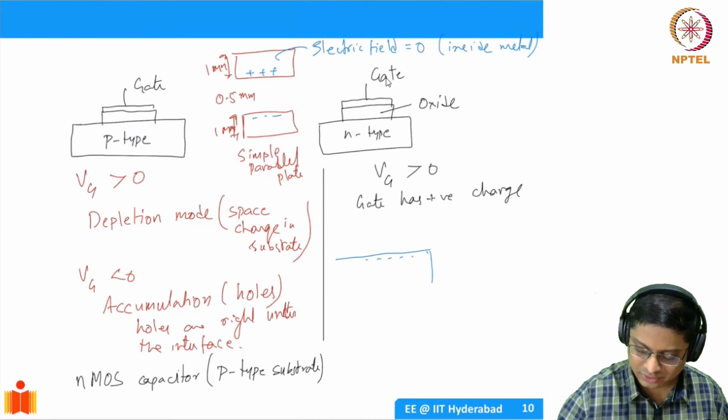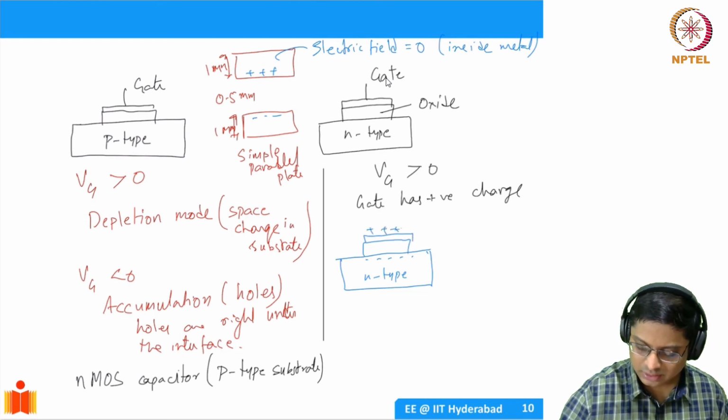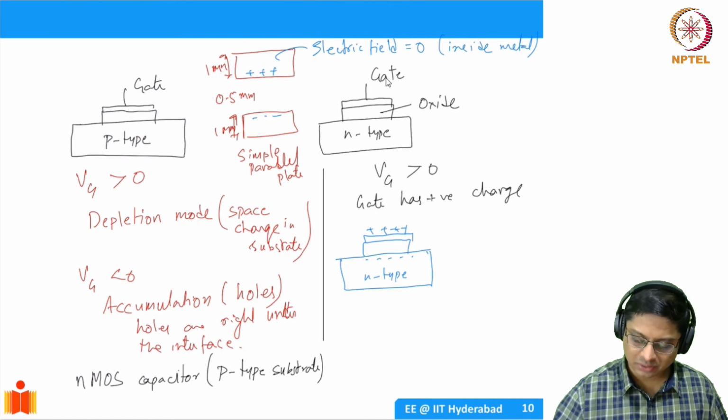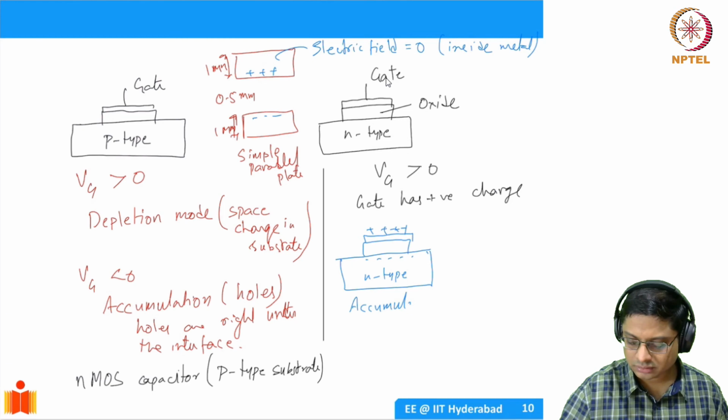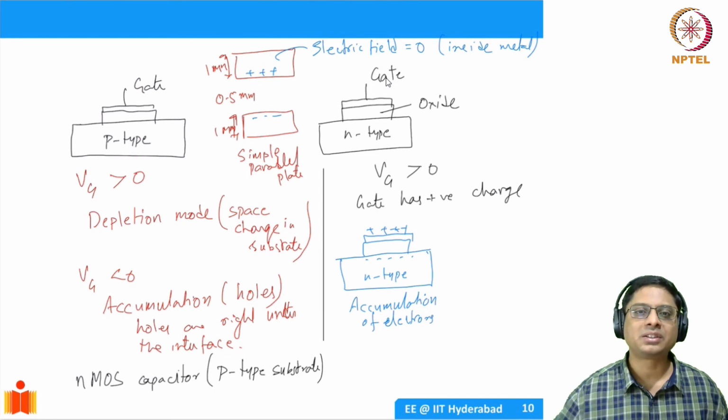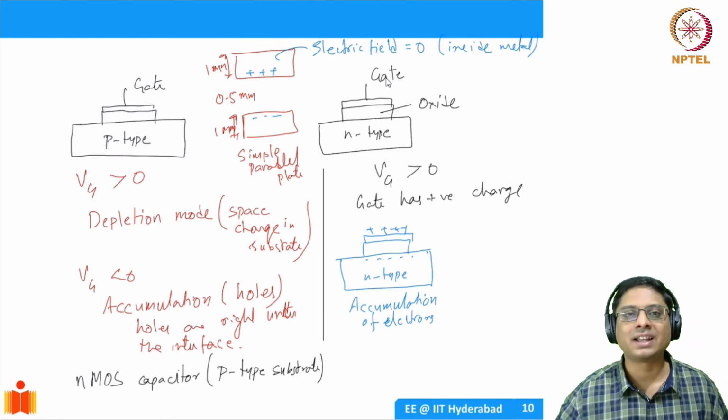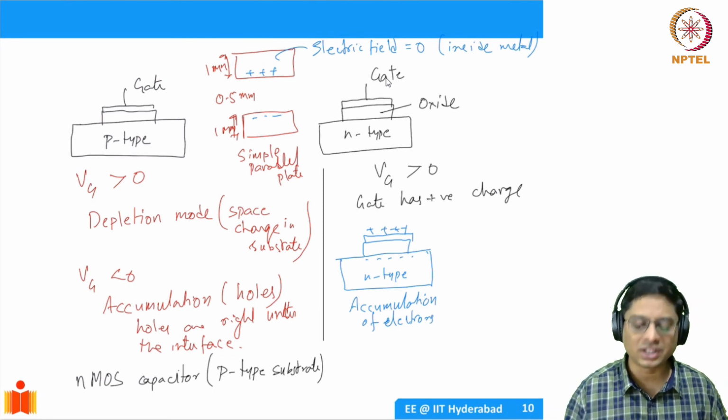If I have this sort of structure, this is your n-type, and then there is an oxide, and there is a positive charge on this side. So when you apply a positive voltage now, this has become accumulation of electrons. This is called accumulation mode. Whenever you have extra majority carriers, it's called accumulation.